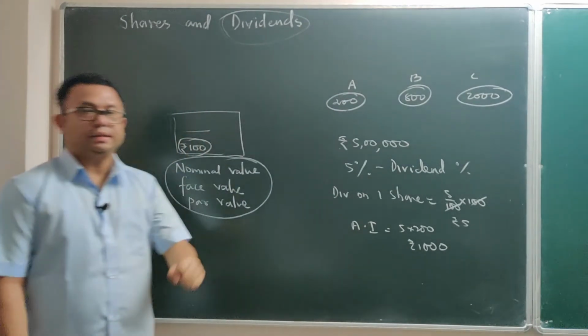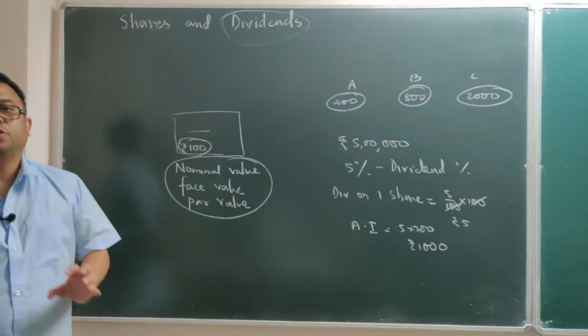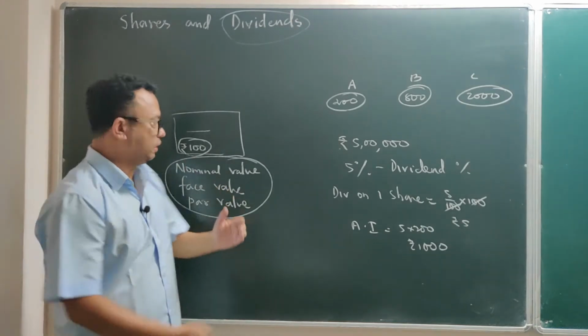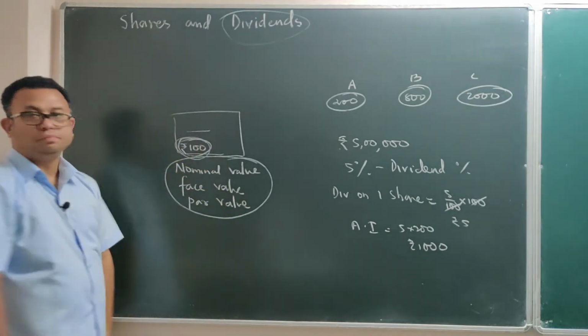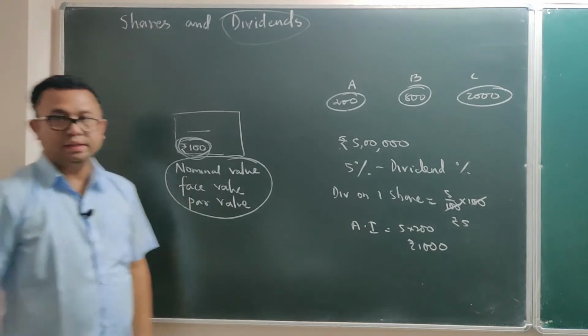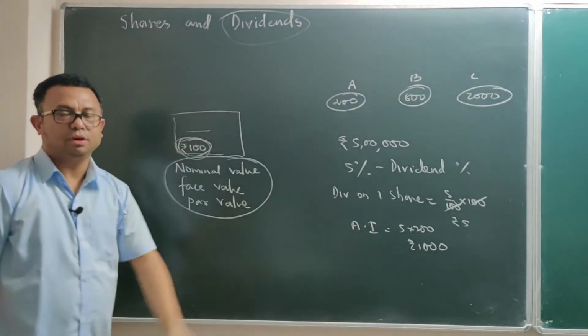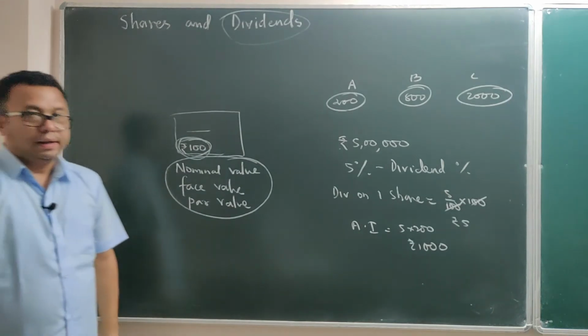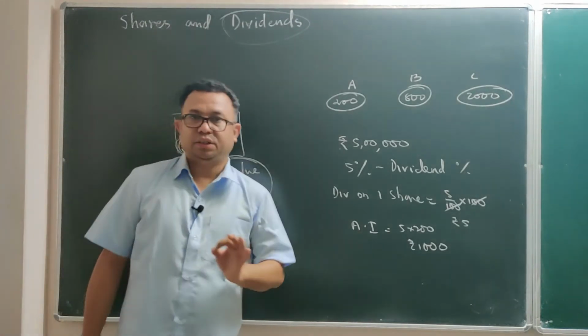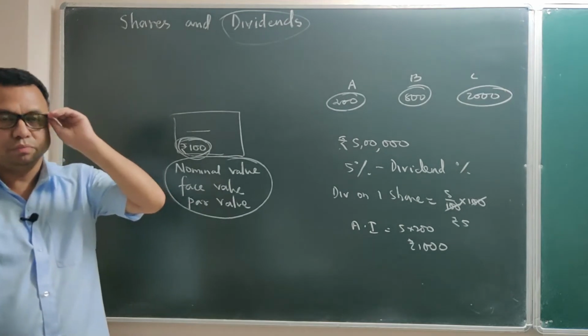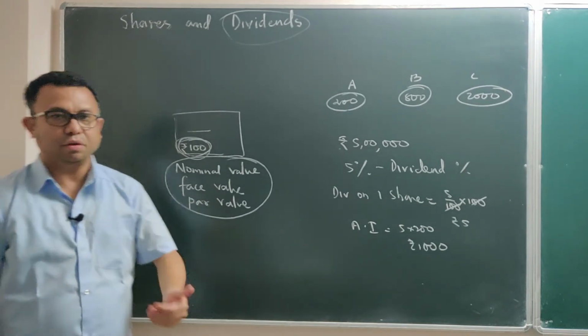Now, first let us learn some of the terms which are associated with shares and dividend. Just now I told you what is nominal value. I also told you what is dividend percent. Dividend percent is the income percentage which is given to the shareholders. There are many things associated with shares and dividend. First let me explain that, and after that I'll give you the formulas.